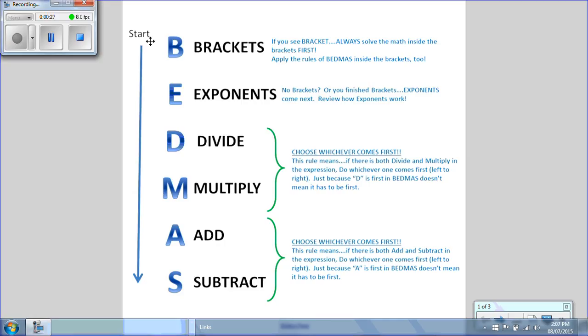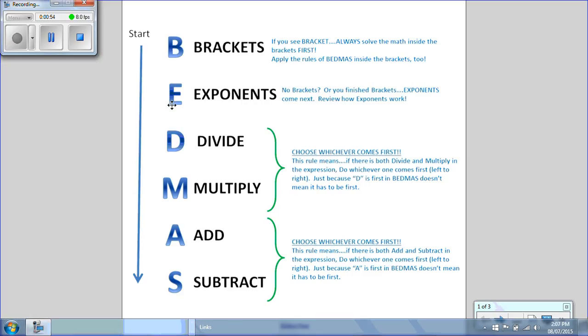We always start at the first letter, B, and the B stands for brackets. If you have any kind of math operation that's got brackets in it, you always have to solve the math inside the brackets first. Sometimes inside the brackets is a bunch of other math itself, so you would have to do the rules for BEDMAS inside there. We'll look at some examples that do things like this a little later on in a different video.